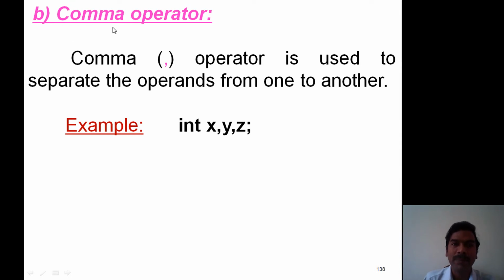Next one, comma operator. Comma operator is used to separate one operand from another operand. So for separation purposes, we use the comma operator. Take this example, int x comma y comma z. x, y and z are different identifiers. Now these are separated with the help of the comma operator.